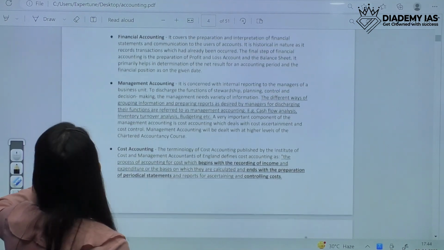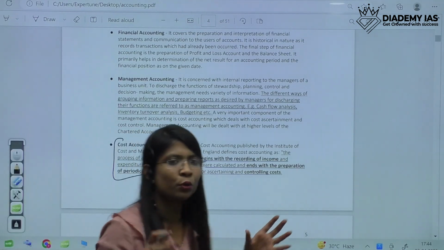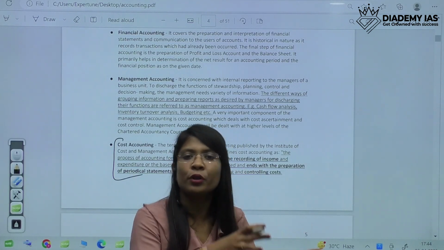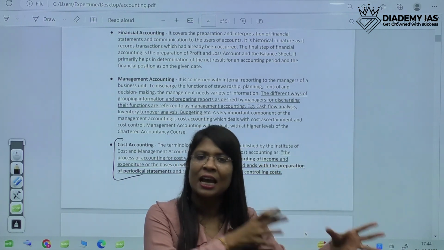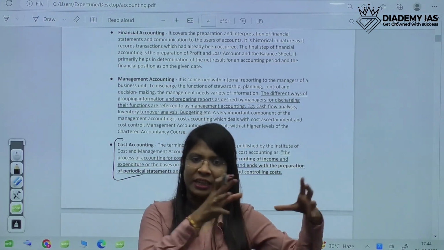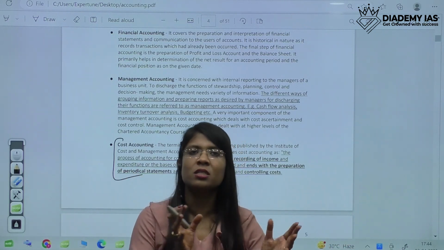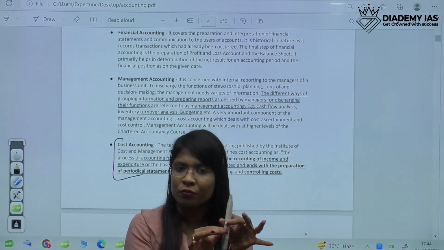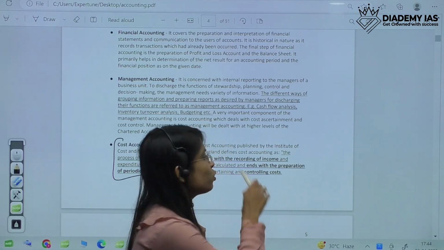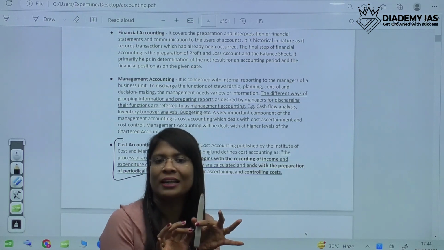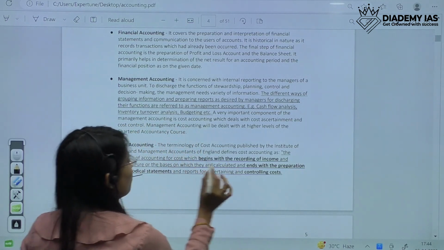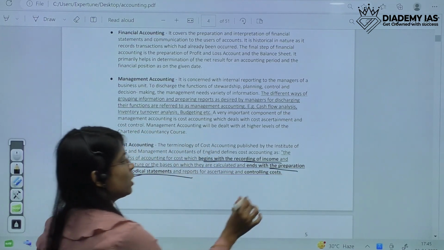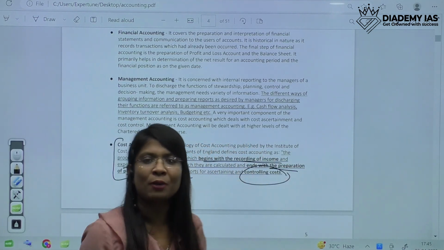Next is cost accounting. Basically, in cost accounting we have to analyze the cost of a particular project. To analyze that cost we have to record certain transactions and expenses, and then analyze whether the cost we decided and the cost which actually came are somewhat similar or not. That is overall cost accounting. For example, for this pen, I have to calculate the cost of this pen to run the business of this pen. Doing everything so that I can arrive at the cost of this pen comes under cost accounting. It begins with recording of income and expenditure and ends with preparation of periodical statements so that cost could be controlled.